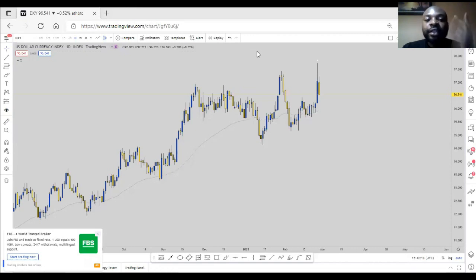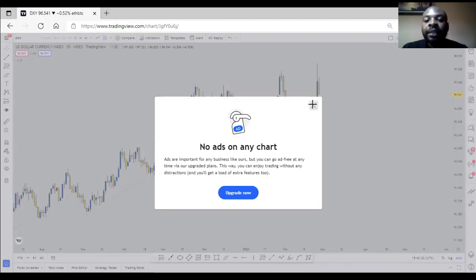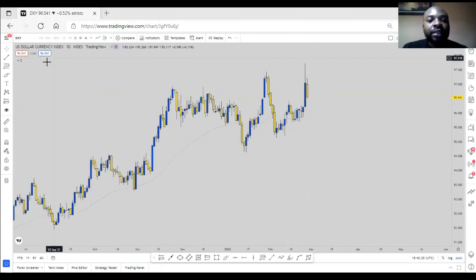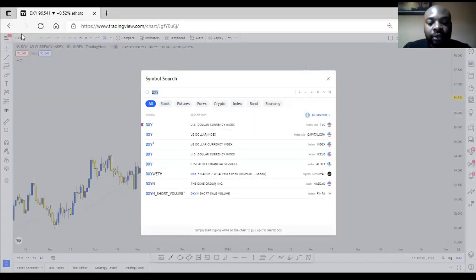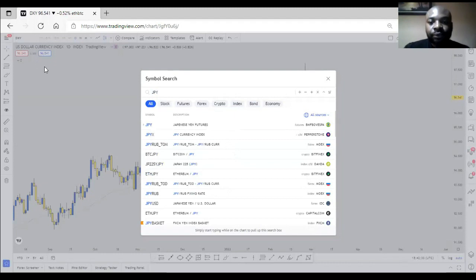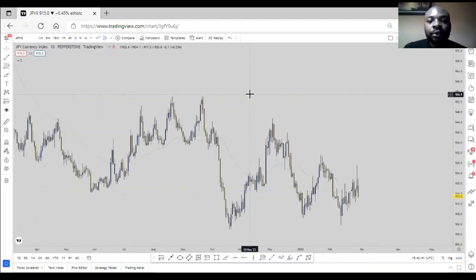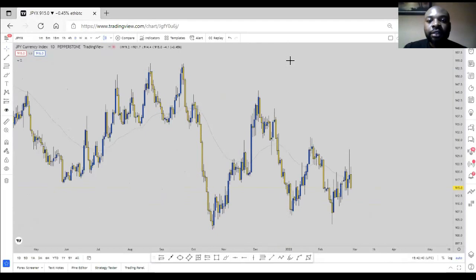So these are the two specific asset classes that I want to use to determine the direction I want to trade for the week. So this is the DXY, but let me go and look for JPY so that we can consider it. Okay, now this is JPY. I'll just be doing a very simple top-down analysis, just like you all know.